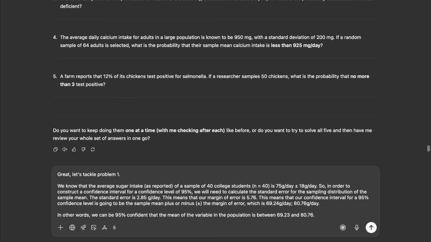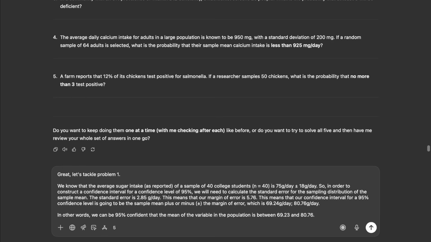So let's go ahead and see what ChatGPT has to say about this. I might have done some math wrong, but I really don't think so. Let's just read this through first. Let's tackle problem 1. We know that the average sugar intake as reported of a sample of 40 college students, n equals 40, is 75 grams per day, plus or minus 18 grams per day, mean plus or minus standard deviation. By the way, if they report mean plus or minus SD, that usually means, and should mean, that the random variable is normally distributed. So let's hope that it was, or else they should have reported a mean plus or minus MAD, and then things get more complicated.